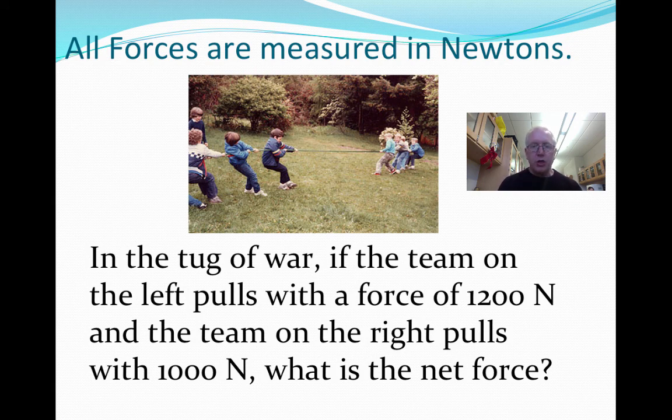So here's an example of a tug of war. You can see these little kids, and they're pulling on the rope. So if the team on the left pulls with 1,200 newtons and the team on the right pulls with 1,000 newtons, what's the net force? They're working against each other. Can you see that? It's kind of like a vector problem, really, and forces can be added as vectors, so it's worth pointing that out at this point. Did you come up with an answer there?